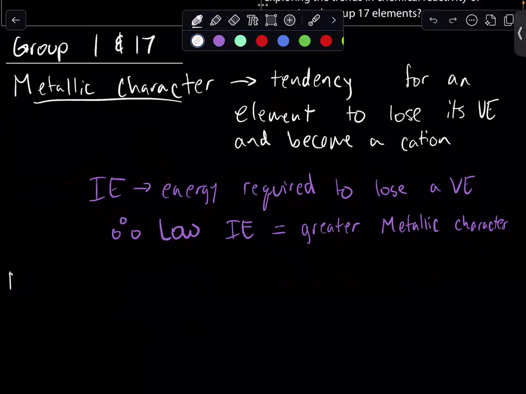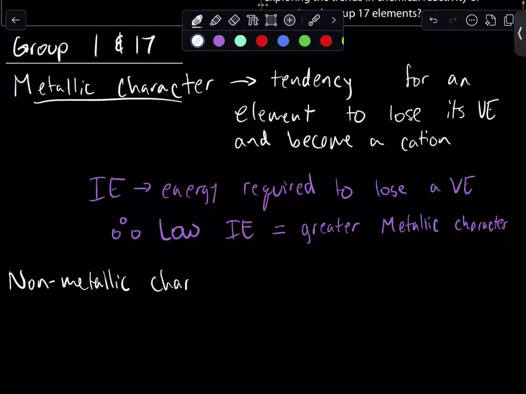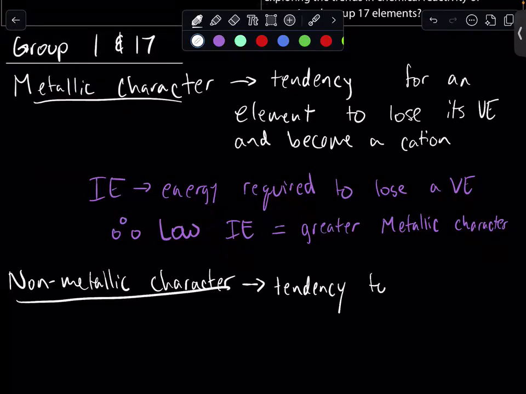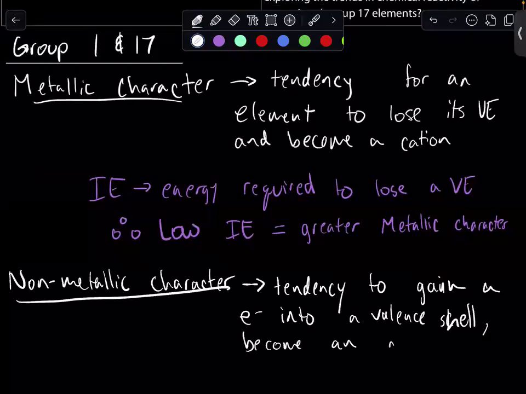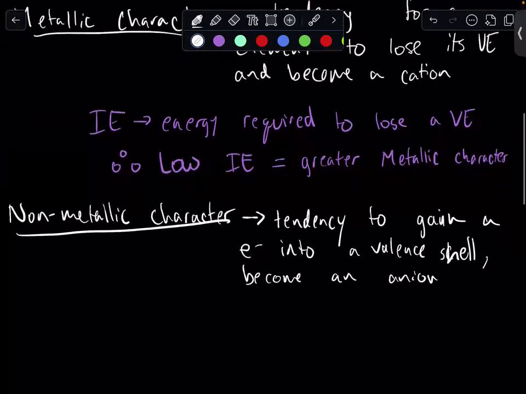Inversely, we have non-metallic character. So it's exactly what it sounds like as well. It's things that are non-metals. And this is the opposite of metallic. So instead of losing electrons, this is the tendency to gain an electron into a valence shell. And in addition to gaining that electron, they become an anion. In other words, a negative ion.